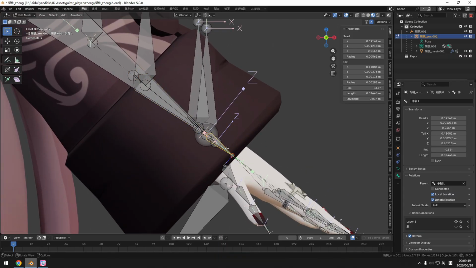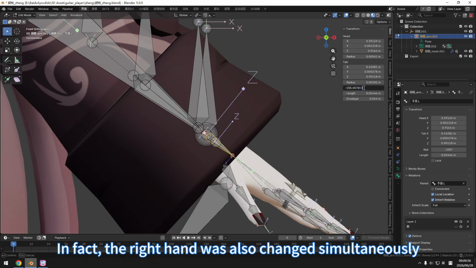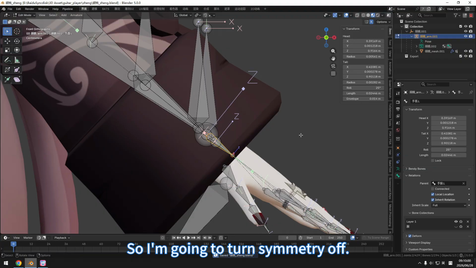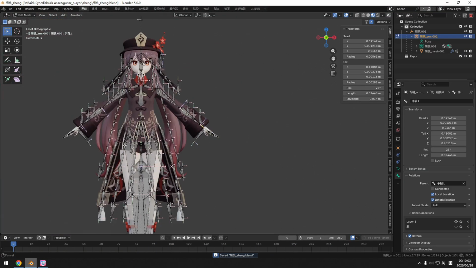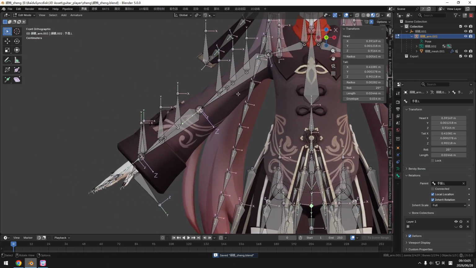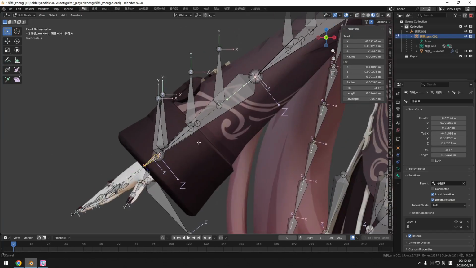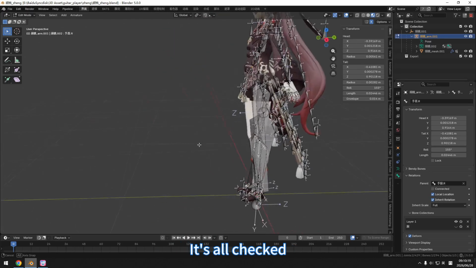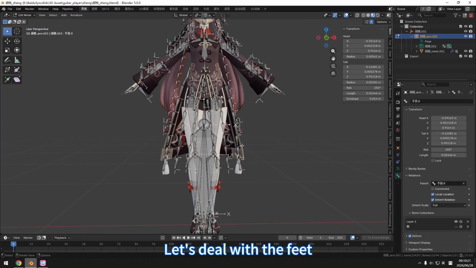Right. Here it is. When changing the left hand, in fact, the right hand was also changed simultaneously. So I'm going to turn symmetry off. Okay, no problem. Then the left and right arms, and left and right fingers, it's all checked. Now, let's deal with the feet.